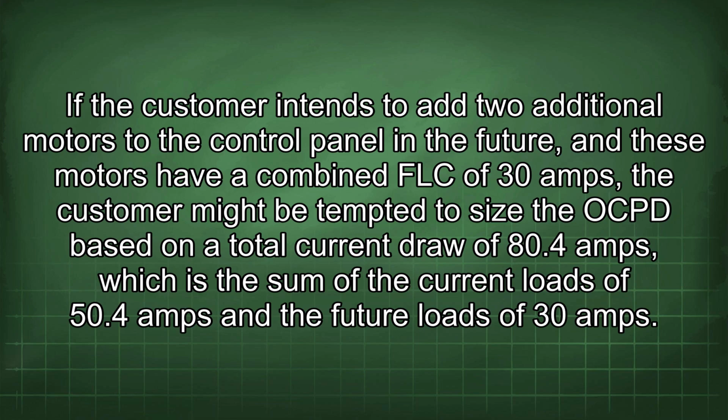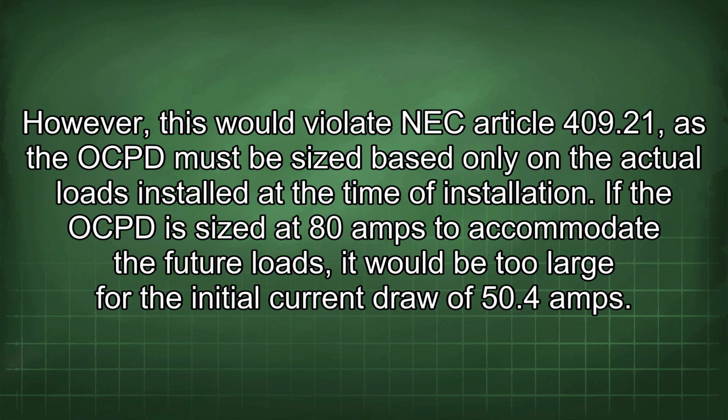draw of 80.4 amps, which is the sum of the current loads of 50.4 amps and the future loads of 30 amps. However, this would violate NEC Article 409.21, as the OCP must be sized based only on the actual loads installed at the time of installation. If the OCP is sized at 80 amps to accommodate the future loads, it would be too large for the initial current draw of 50.4 amps.